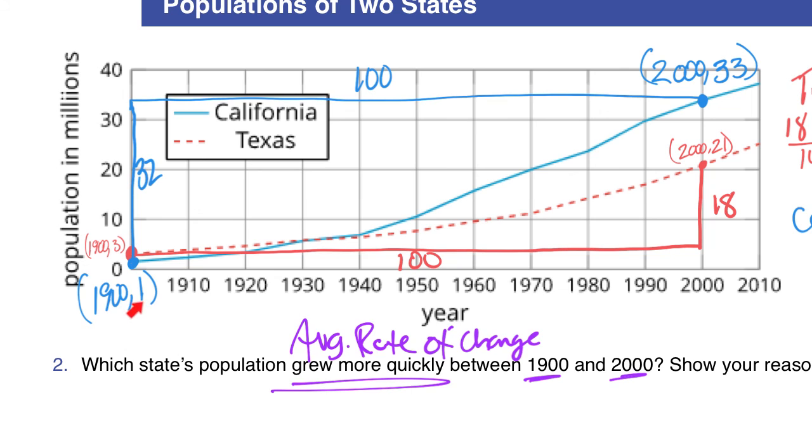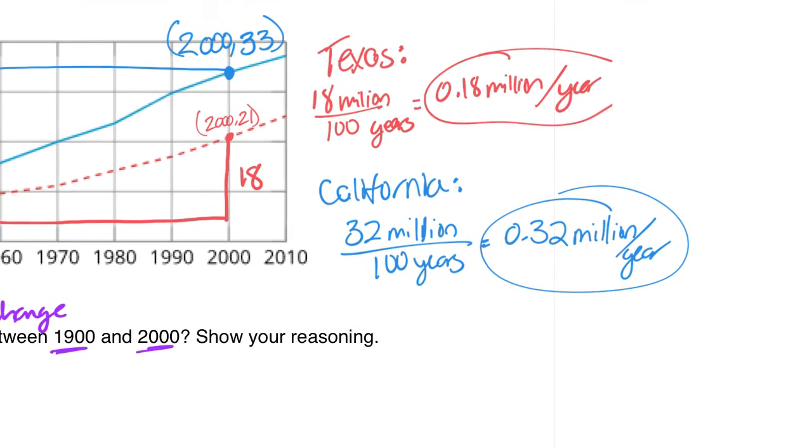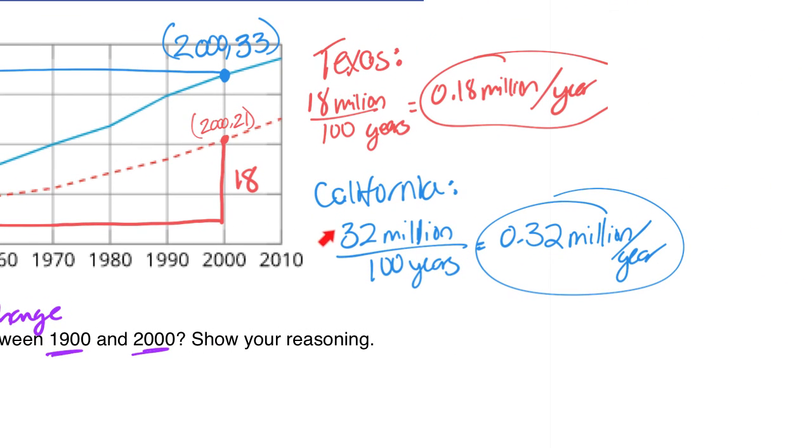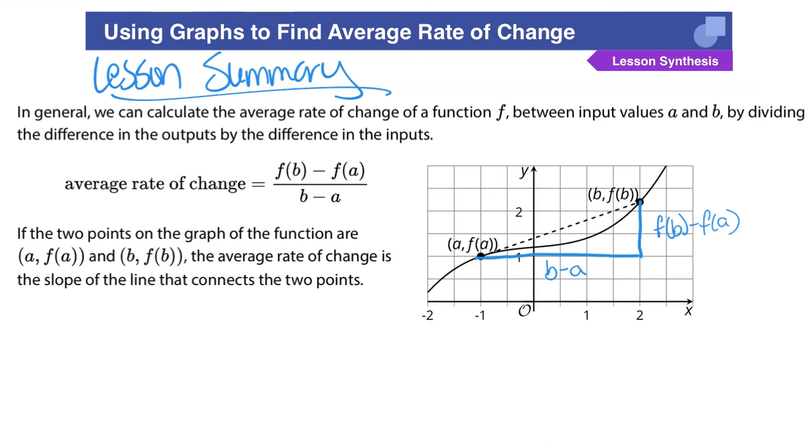For California, I estimated 1 million people in the year 1900 and 33 million people in the year 2000. So that's an increase, a rise of 32 million people over 100 years. And so their average rate of change, rise over run, would be 0.32 million people per year.